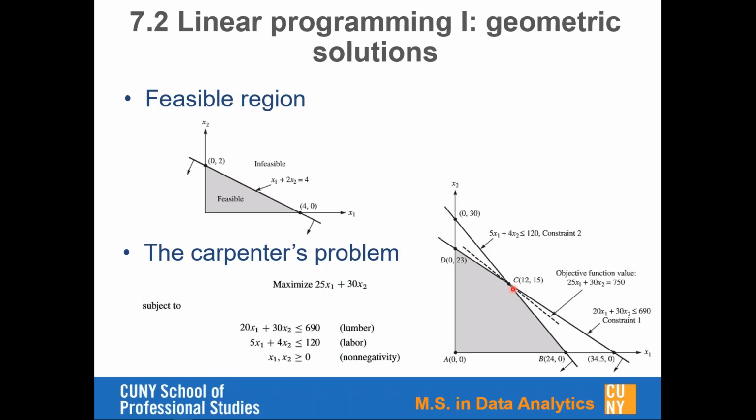Apparently, it has to be this point. Then we find the solution that can maximize its objective function and satisfies all the constraints, right? So that's one way to look at the linear program problem. It's a geometric way to look at the problem.